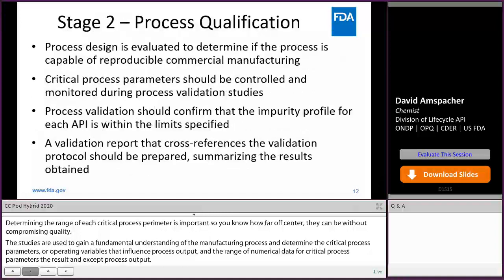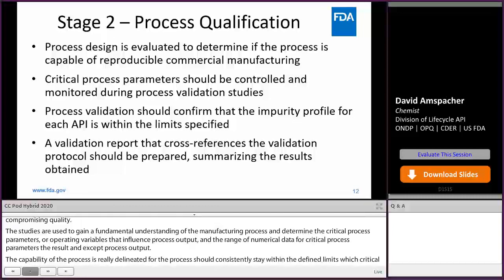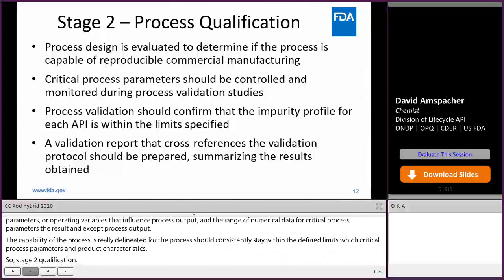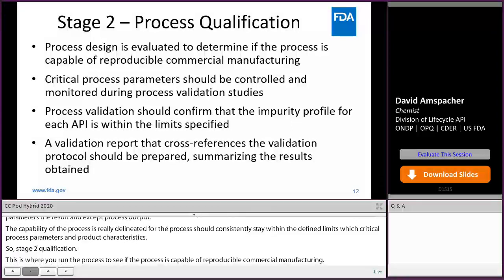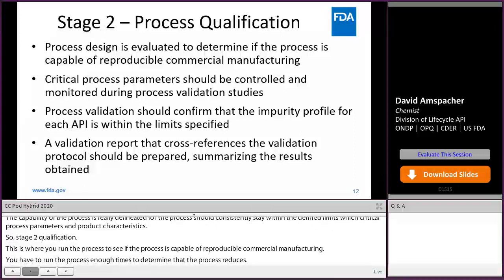So stage 2, qualification. This is where you run the process to see if the process is capable of reproducible commercial manufacturing. You have to run the process enough times to determine if the process gives reproducible results. Critical process parameters should be controlled and monitored during process validation studies. This is the data used to show that the process is under control.